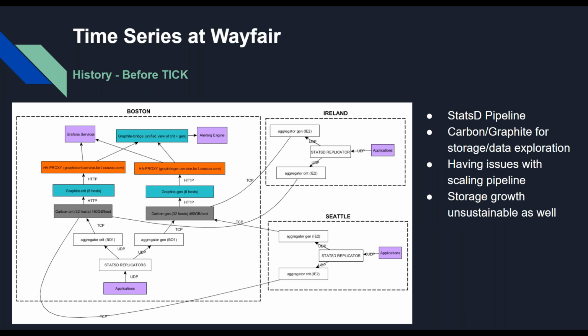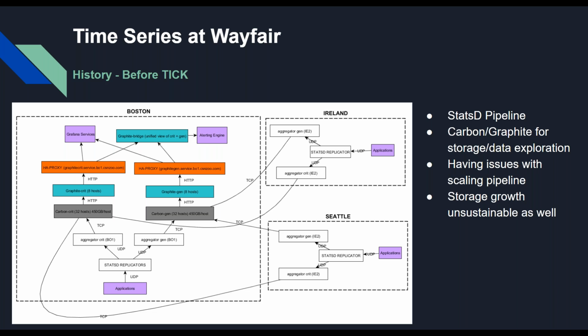Just to give a little bit of context around what led to this aggregation project that I'm going to be speaking to, before you is what time series at Wayfair used to look like before we adopted InfluxData's TICK stack. Previously we were using statsd for our pipeline, a custom version that Wayfair authored, statsdcc, and then open sourced. We were using Carbon and Graphite for storage and data exploration of those metrics.